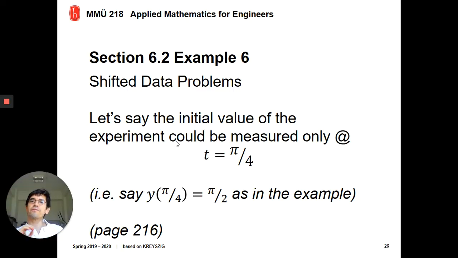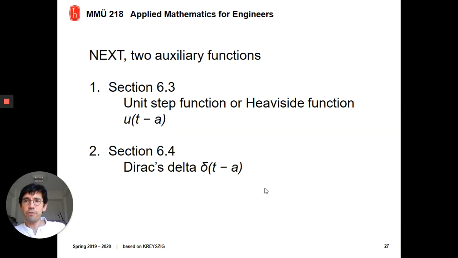So an example of that is in your book. I'm not going to repeat that example over here. Let's say you put your time pi over 4 over here, and your function is giving something like pi over 2 as in this example. You can plug in these values and shift the whole data to get the initial values and solve an initial value problem as such.